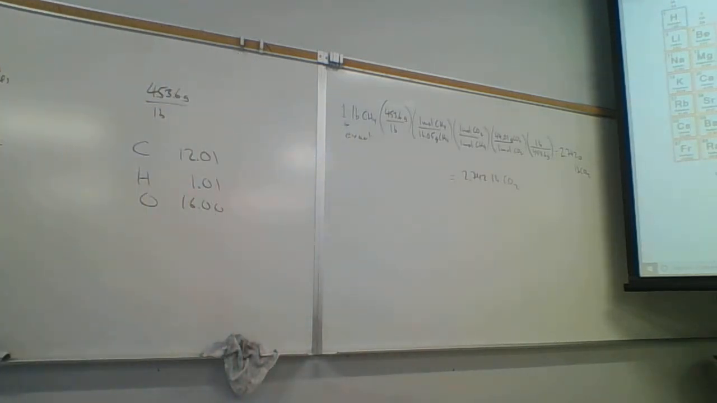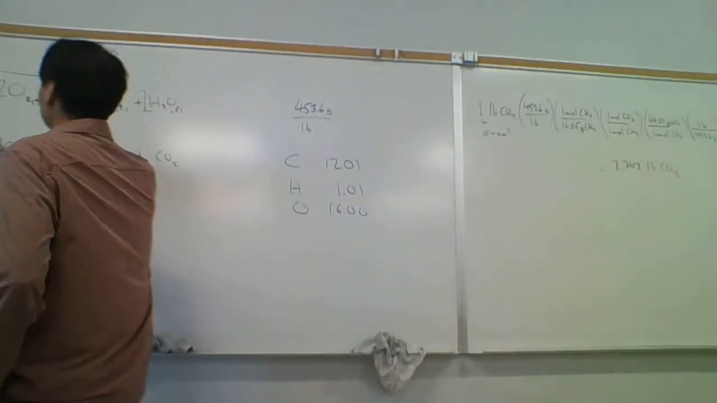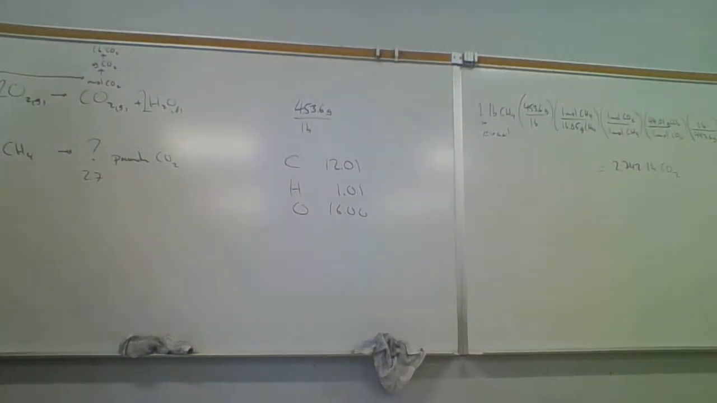Even though they form in a 1-to-1 ratio, CO2 is just a lot heavier. Methane's 16 grams, CO2 is 44 grams. So CO2 just weighs a lot more. That's why we end up with almost 3 times as much CO2 as we input in methane.